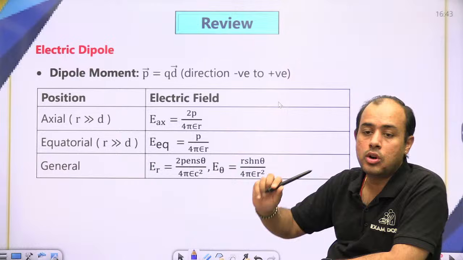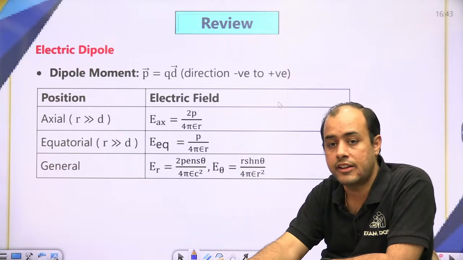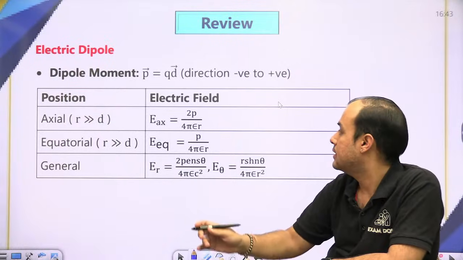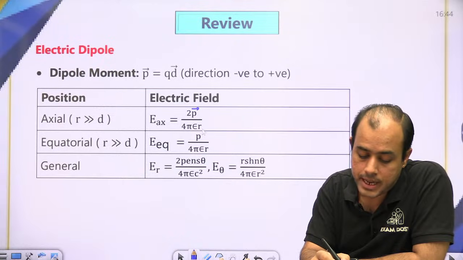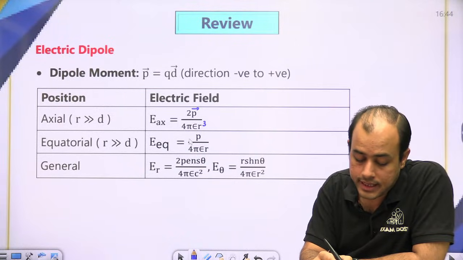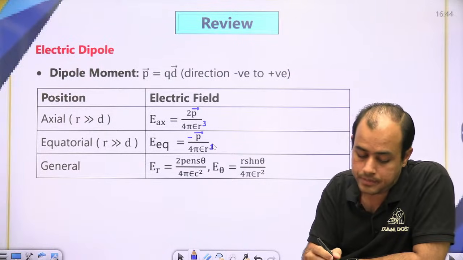Then we saw dipole, when two equal and opposite charges are separated by a small distance and they work as a single system. There were two electric fields. Axial was 2p by 4 pi epsilon r cube. And equatorial was minus p vector by 4 pi epsilon r cube.